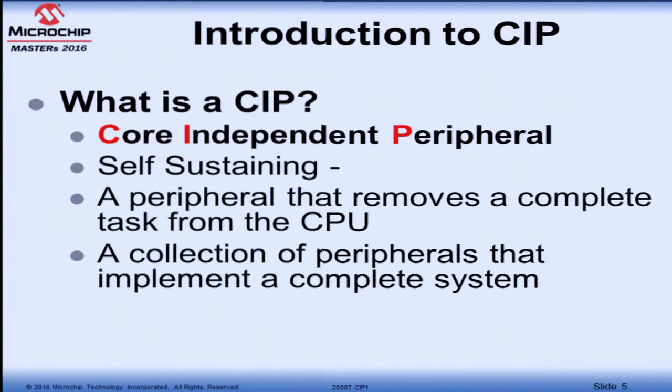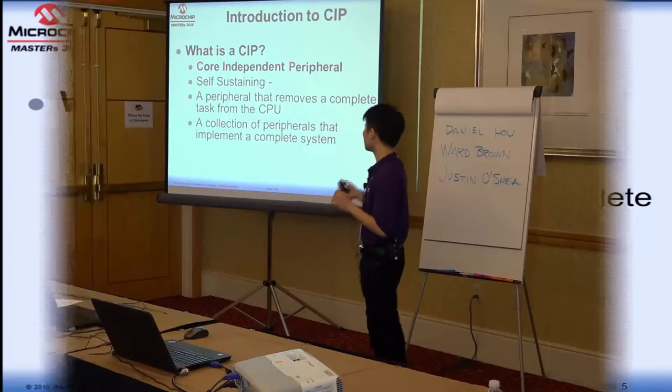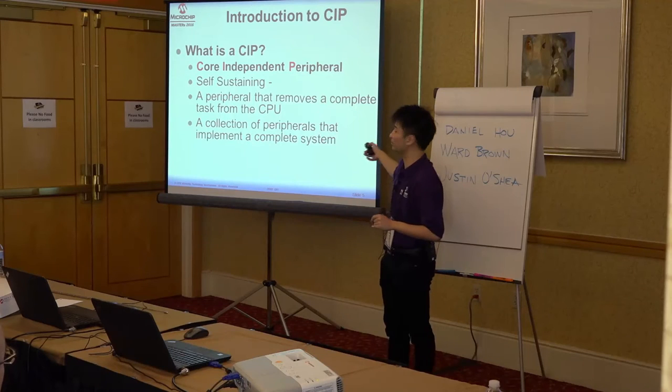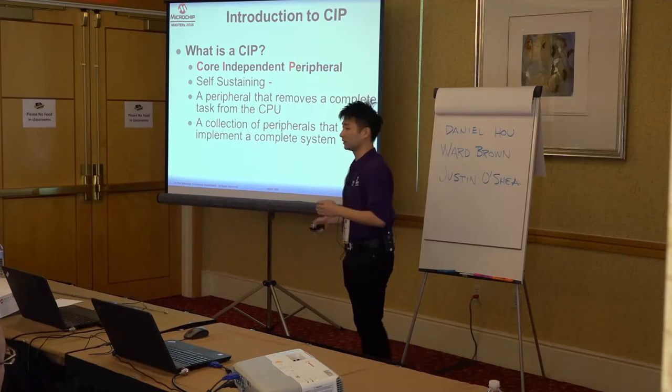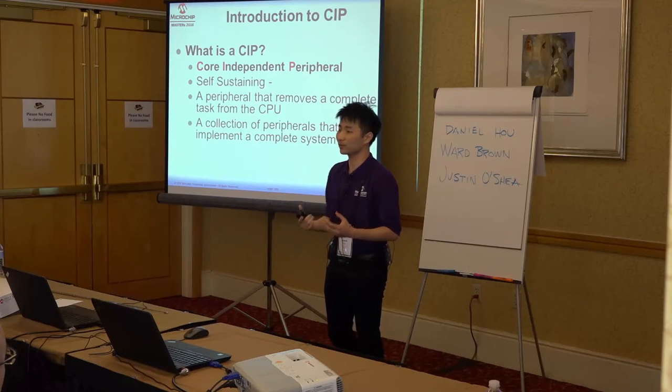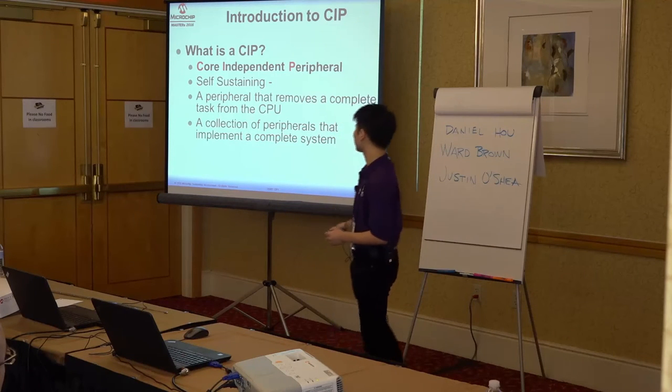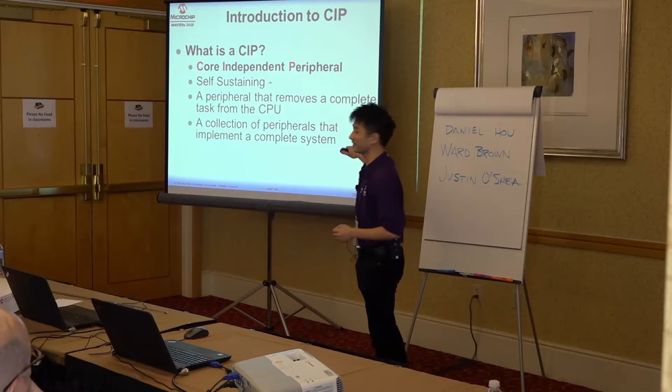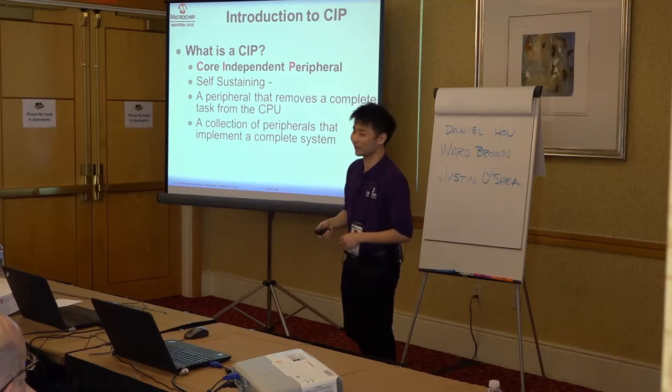Think of the CIP as a tool that frees the CPU of its burden. If you have a bunch of CIPs, you have a toolbox with different tools that can be used in different areas. That's the last point I need to make: a collection of peripherals that can coordinate with each other, and then you can complete a more complex task based on that. But how do we do that? We'll come back to it later.